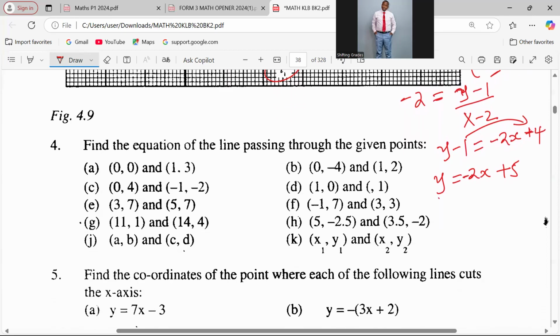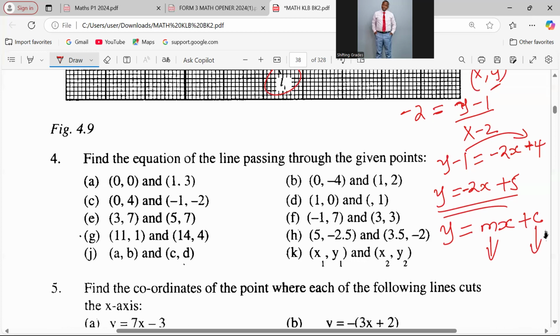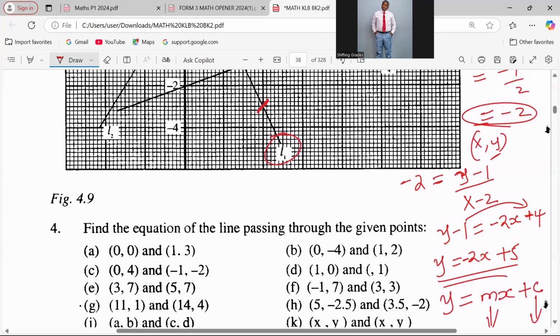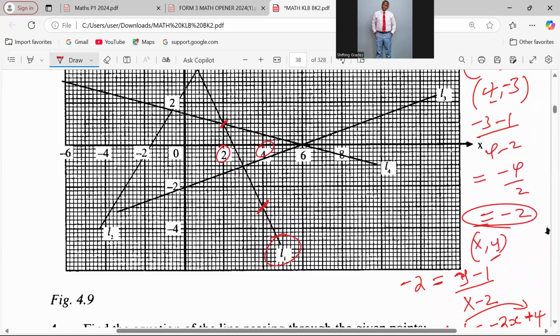So with this equation, we can also say that the general equation is y equals mx plus c. This is usually the gradient, and this is usually the y-intercept. So alternatively, after getting the gradient of -2, we would have gone to the line because it has already been drawn for us. So the value of m is -2.